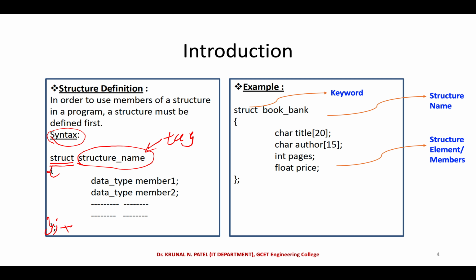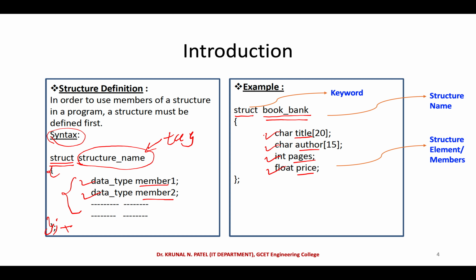And here you can define different types of information, like here member 1, member 2, then the data type of this member 1, then the data type of this member 2. So this way you can define a particular structure, right? Side by side I have put the example over here. The struct is a keyword, here is a book bank, and in this, title, author, pages, and the price. So four different structure members are defined within this particular book bank structure, and here is the data type of each member.